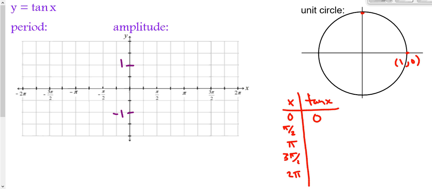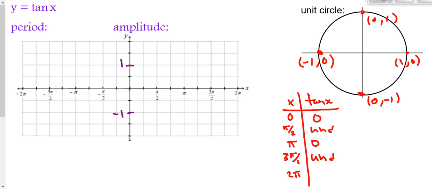For pi over 2, we're at the point 0, 1. Sine over cosine, y over x would be undefined. For pi, we're here at 180 degrees, -1, 0. We have sine over cosine, y over x would be 0 over -1, so that's 0. And then here we are at 3 pi over 2, that would be 270 degrees with the point 0, -1. And so y over x would be -1 over 0, so that would be undefined.